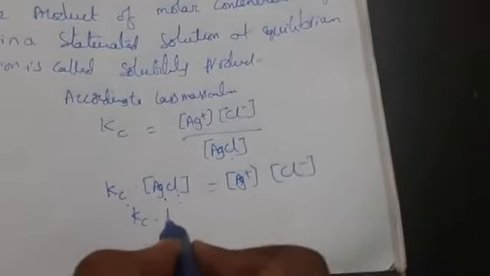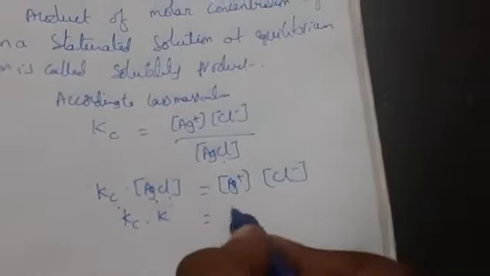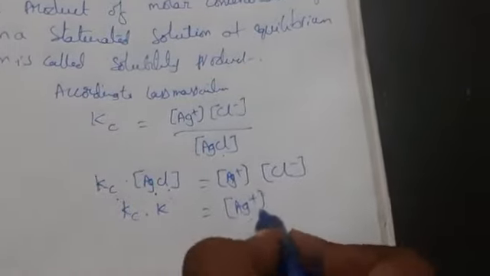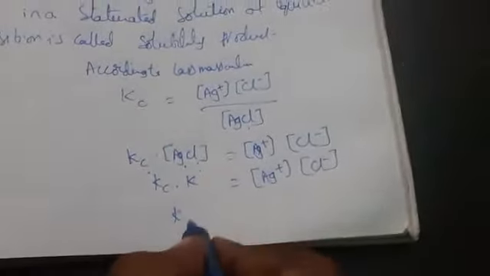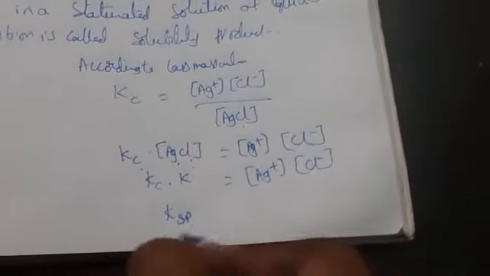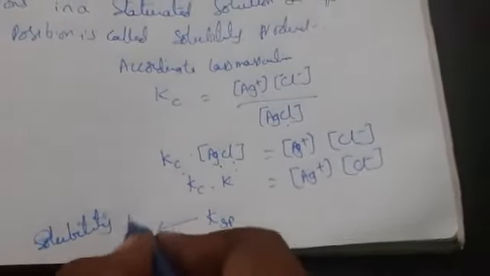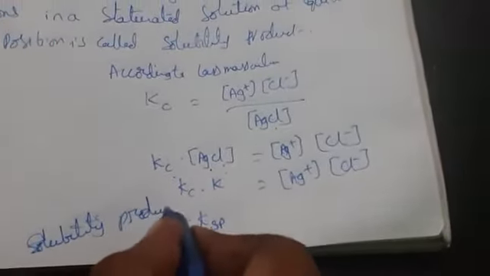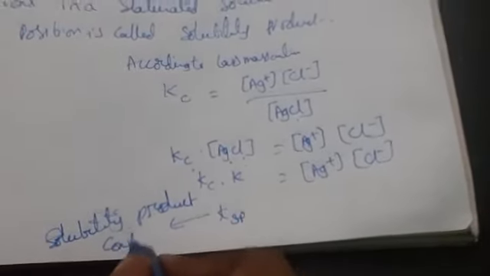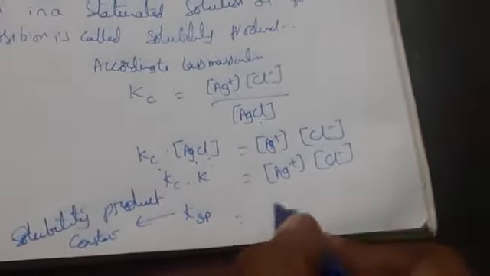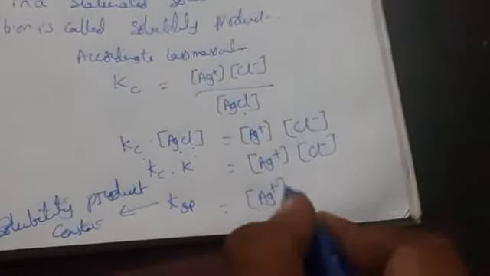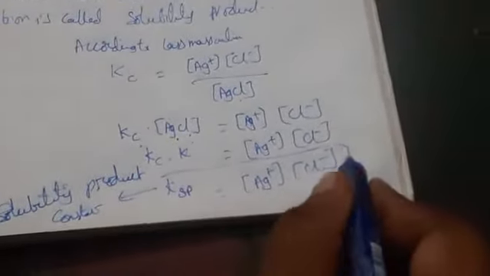Then Kc into K, let us take K. Then you are going to get Ag plus and Cl minus. So Kc into K, you are going to get Ksp. So this Sp indicates what? It means solubility product constant. Okay, so this one we call it as what? Concentration of Ag plus, concentration of Cl minus. So this one we call it as solubility product.